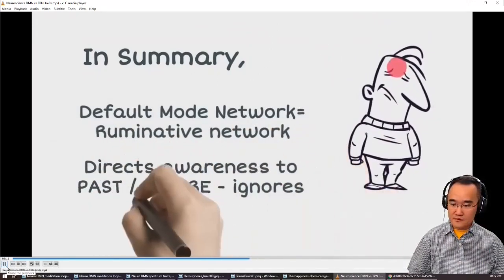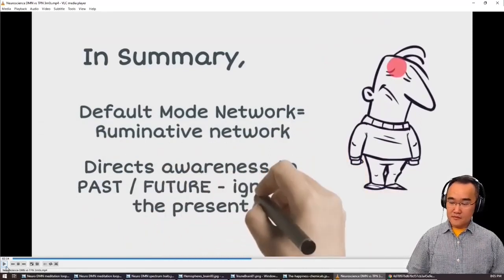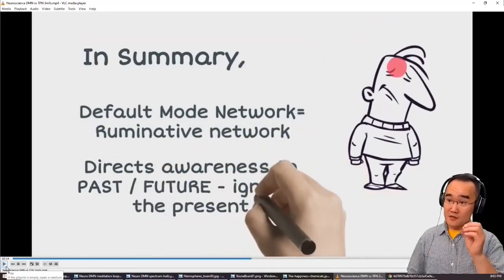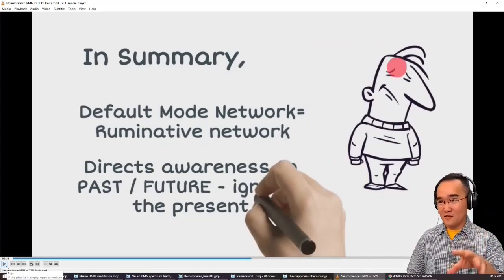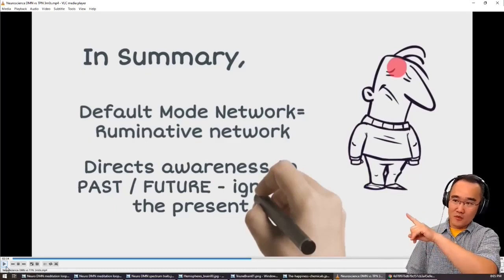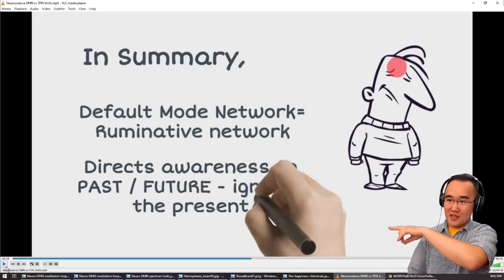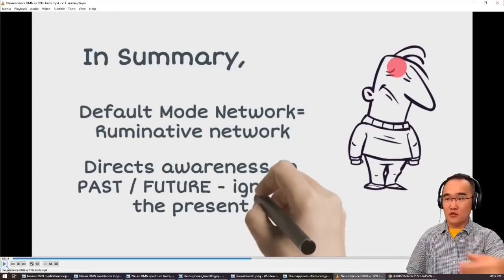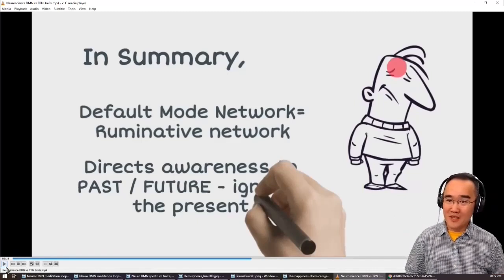A lot of meditation teachers, like Eckhart Tolle, say presence, be present. He's always pitching presence. That's his way of trying to weaken the default mode network, which tends to be obsessed about the past or obsessed about the future, because that's what makes ruminating exciting. If you just ruminated about the present, how exciting would that be?